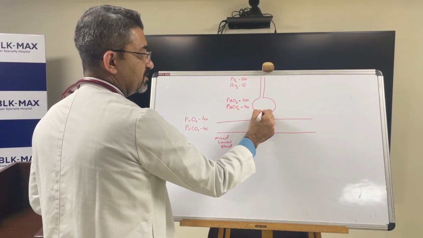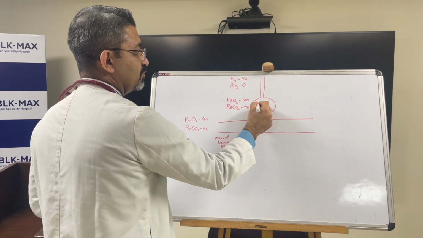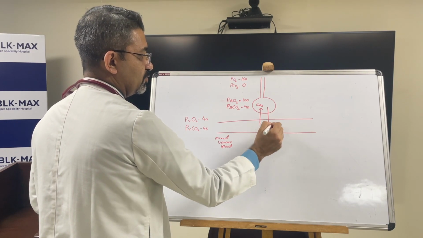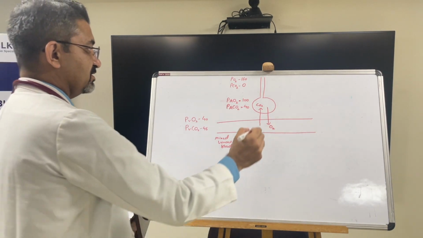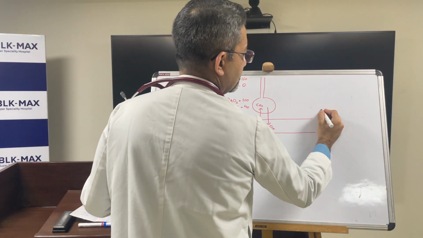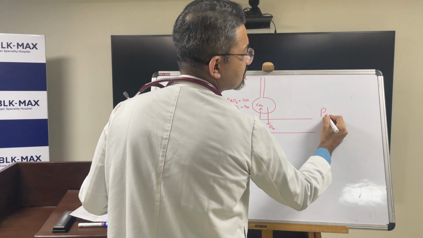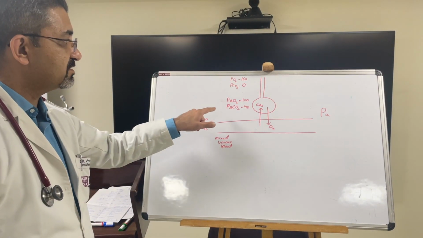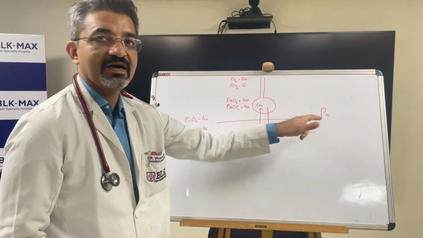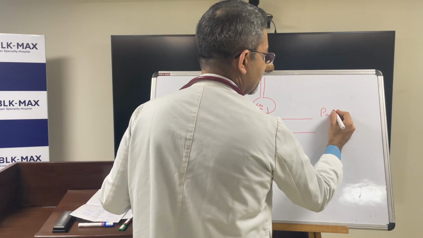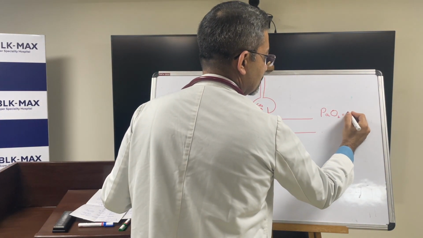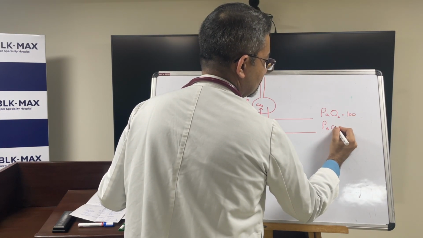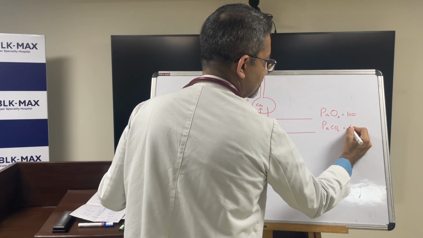Here there is exchange of CO2 and O2, and O2 gets into equilibrium. Small a is arterial, capital A is alveolar. PaO2 is 100 and arterial PaCO2 is 40.